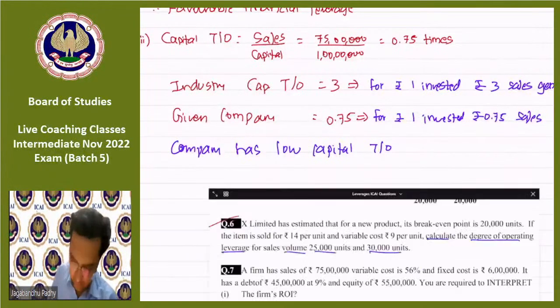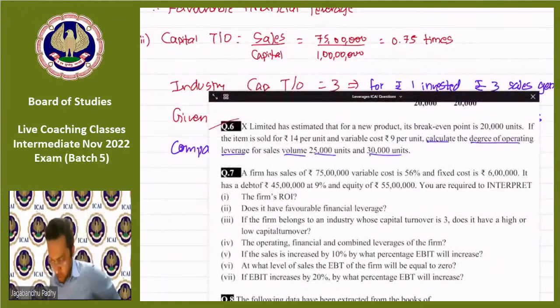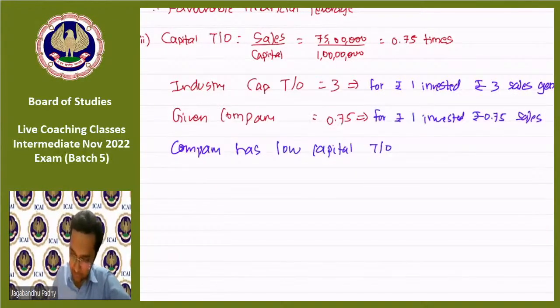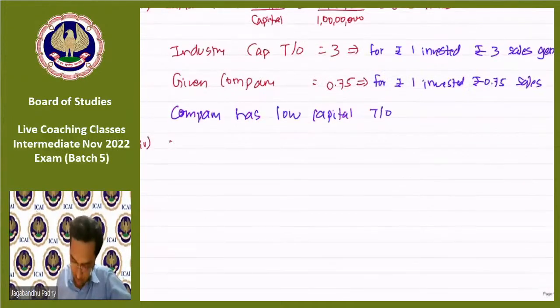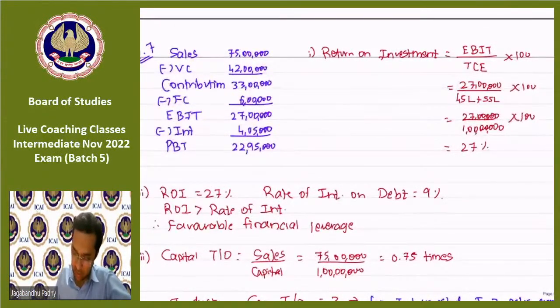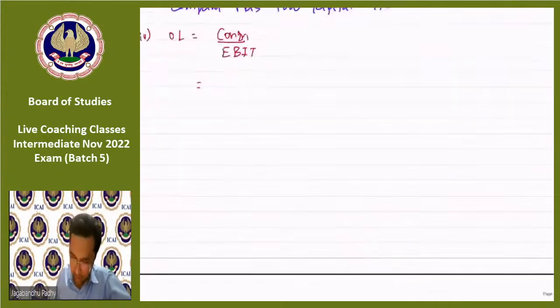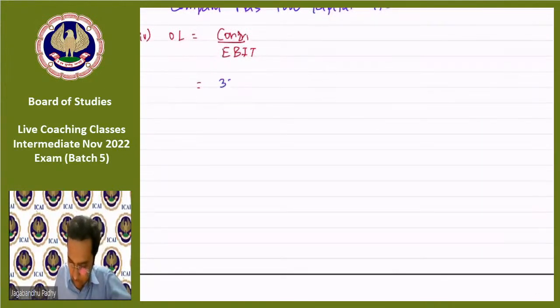Right? Then we have to compute the operating, financial, and combined leverage. So operating leverage, we know, is contribution upon EBIT. Contribution was 33 lakh upon an EBIT of 27 lakh, which is 1.22 times.